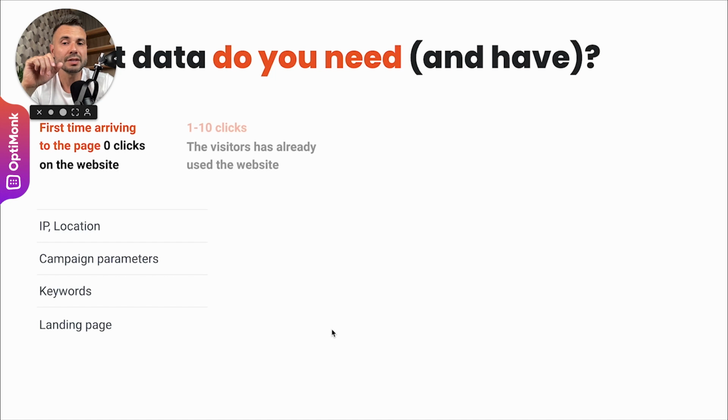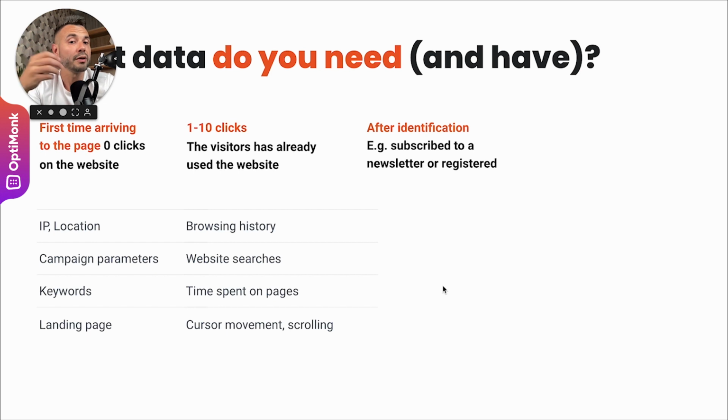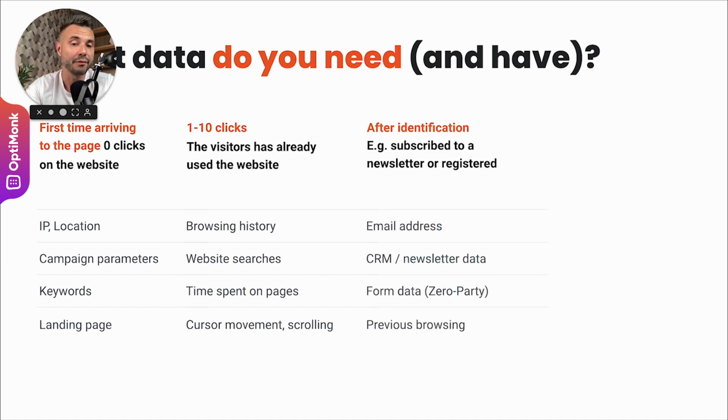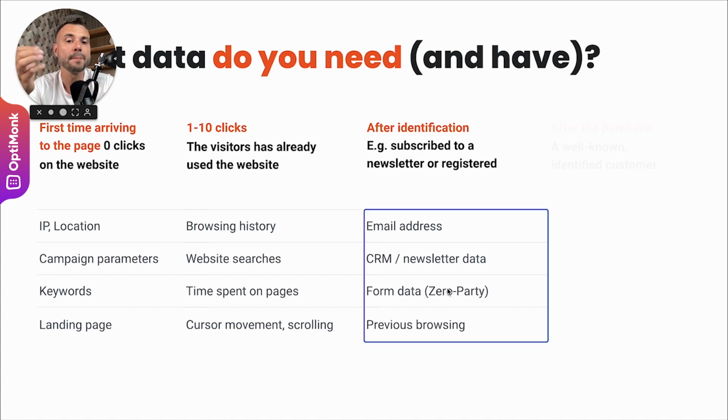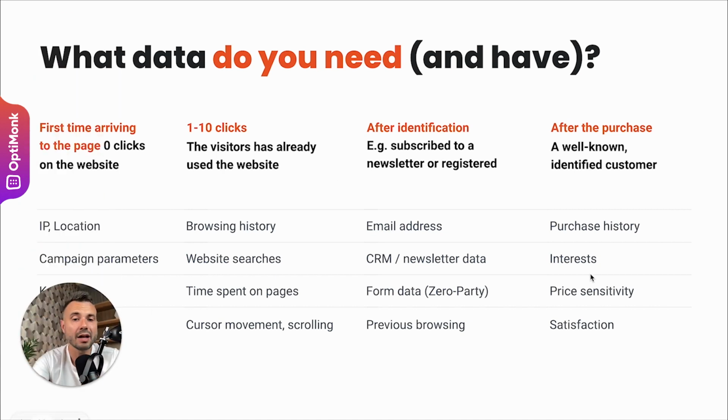Then after they start browsing on your site, you already see their browsing history, their searches, how much time they spent on each of your products, what they are scrolling at, what they are interested in. After they sign up, for example, you already have their email address, you already know if they have previously purchased, and you can ask them questions and basically collect zero-party data about them. And after the purchase, you have the purchase history, you have the previous interest, you can see how much price sensitivity they have, and so on. Based on all this, there's a ton of opportunities to personalize your messages.